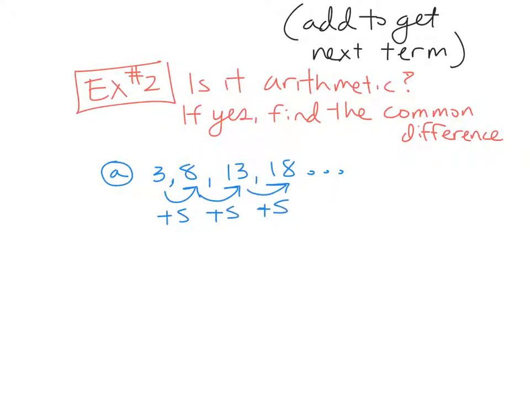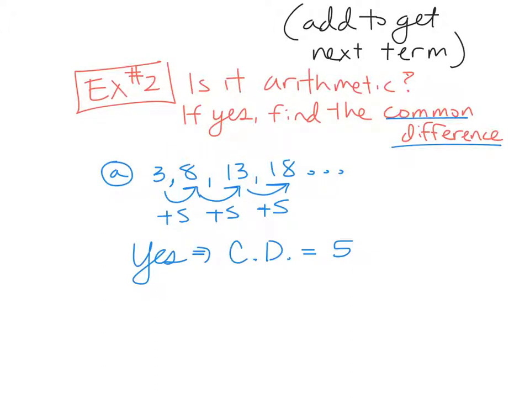So the question is, is it arithmetic? Your answer is yes, because you are adding 5 each time, okay? That means my common difference, which we'll just call CD for now, in other words, the amount I'm adding each time, is a positive 5. So my common difference is 5, and it is arithmetic.